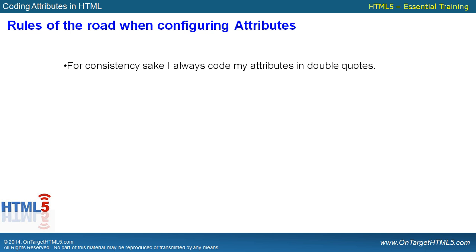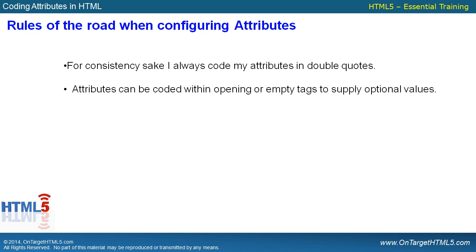For consistency's sake, I always code my attributes in double quotes. And again, it's my personal preference because of the different languages I use. You will find your own best practice, your own standard that you will like. Just stay consistent as you work through the exercises. Once you come up with a plan that you like to use, stay consistent with it. Attributes can be coded within opening or empty tags to supply additional or optional values for that particular element. A Boolean attribute represents either an on or an off. It's a true or false.